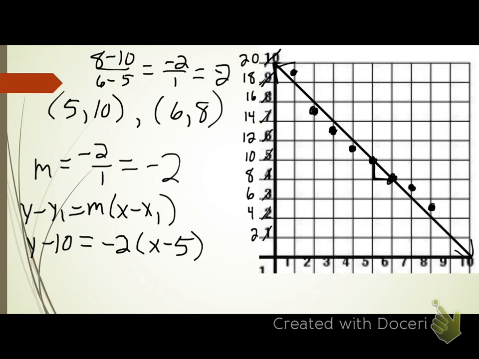We are going to want it in slope-intercept form. So now I've got to convert it. So let's distribute. Negative 2x. Positive 10 when I distribute.